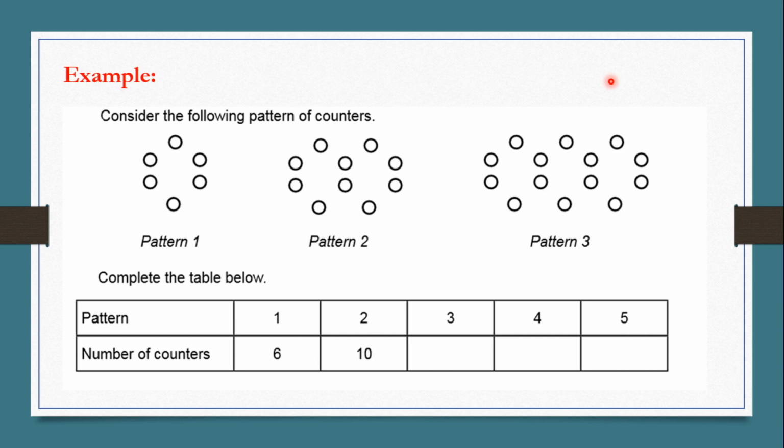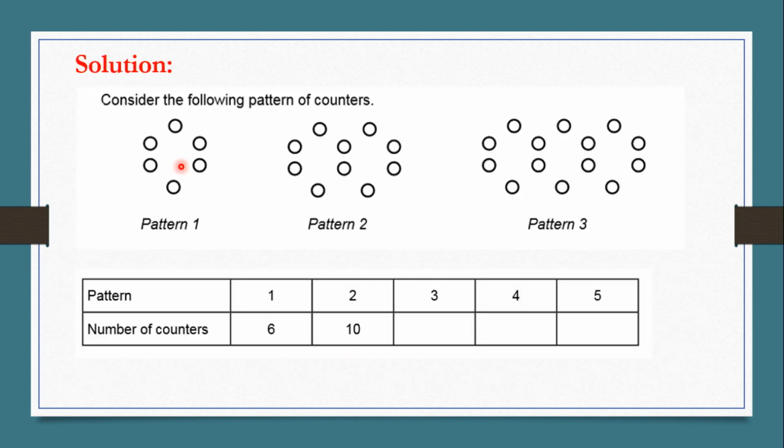Now let us look at the next example. Consider the following pattern of counters. You have pattern 1, pattern 2 and pattern 3. Complete the table below. So you have a number of a pattern and you need to find the number of counters.